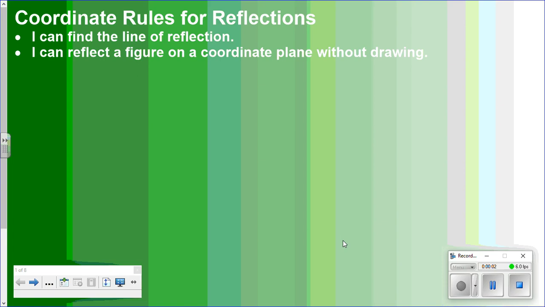In this lesson, we'll be talking about the coordinate rules for reflections. By the end of the lesson, you should be able to find that line of reflection and reflect a figure on a coordinate plane without having to draw it.